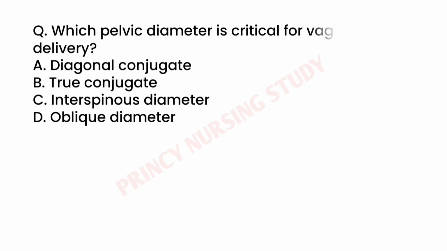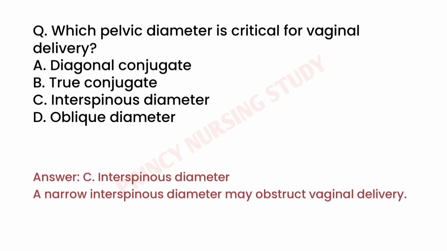Next question. Which pelvic diameter is critical for vaginal delivery? Correct answer is C. Interspinous diameter. A narrow interspinous diameter may obstruct vaginal delivery.